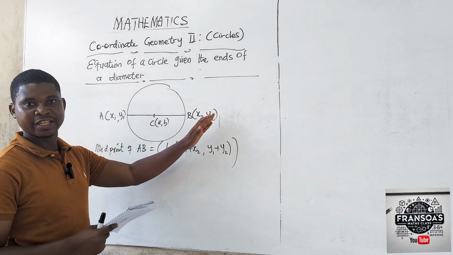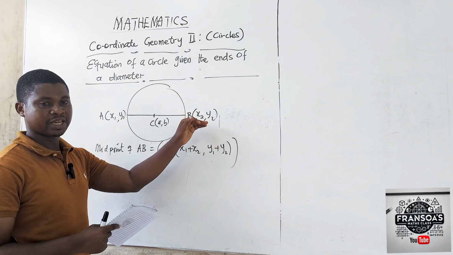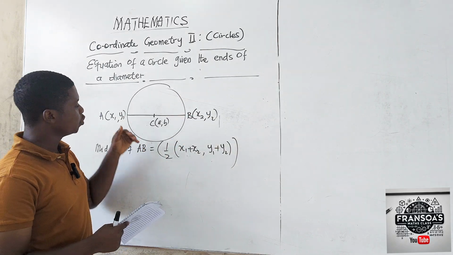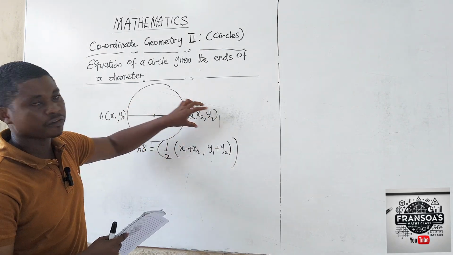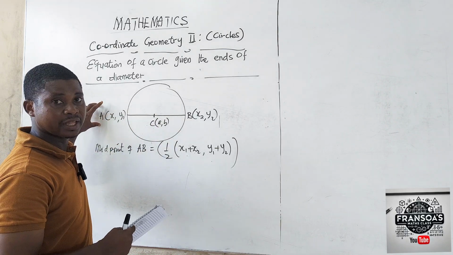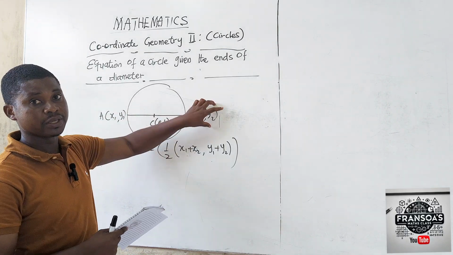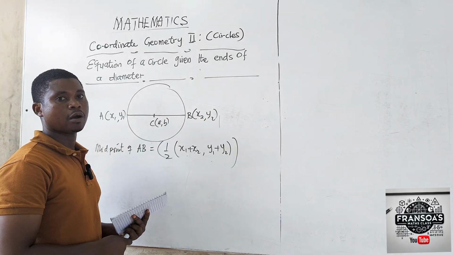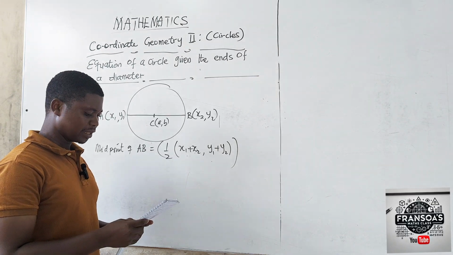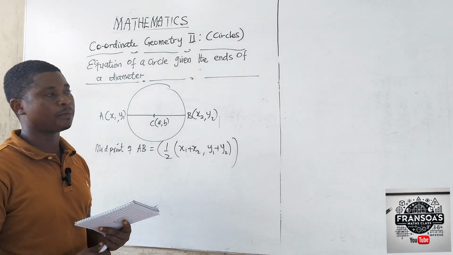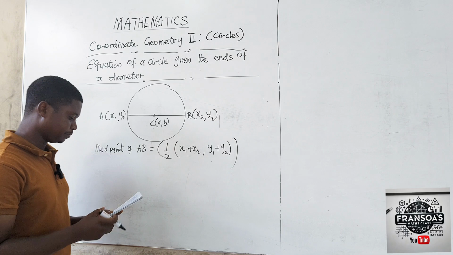So first, you have to find the midpoint of the ends of the diameter. When you get the midpoint, you use the midpoint and any of the points. So you can use the midpoint and A, or the midpoint and B, to find the equation of the circle. Let's take one question and see how best we can solve it.